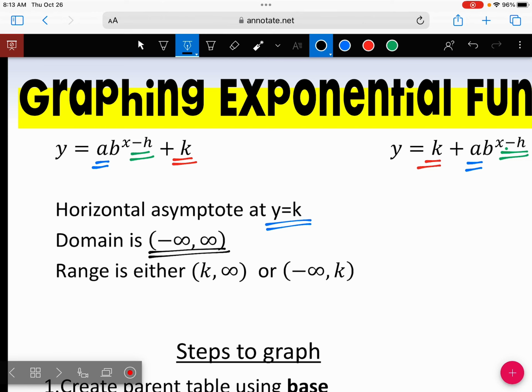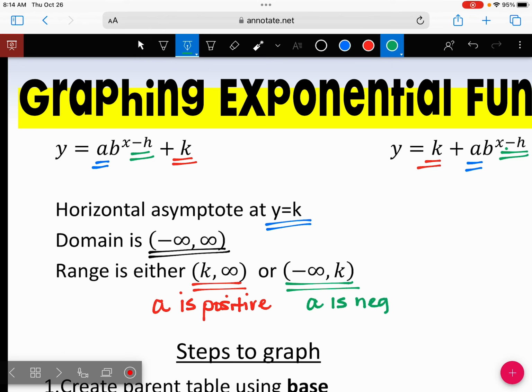The range is going to change though. If A is positive, it's K to infinity. So if A is positive, we're going to use K to infinity. But whenever it reflects down, because A is negative, we use negative infinity to K. So that's the only thing. Make sure you all have that copied down.